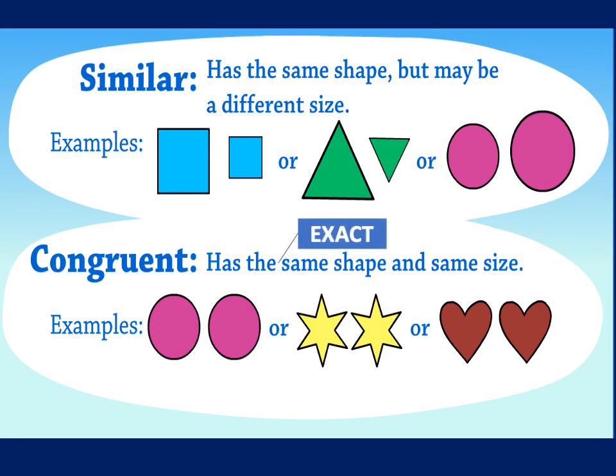Similar and congruent. Similar has the same shape but may be a different size. Examples. Check out the squares, the triangles, and the circles. They look the same, they're even the same color, but they're different sizes.